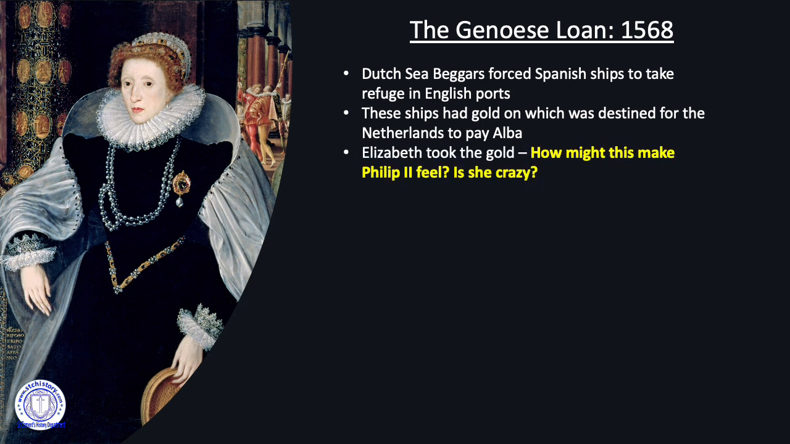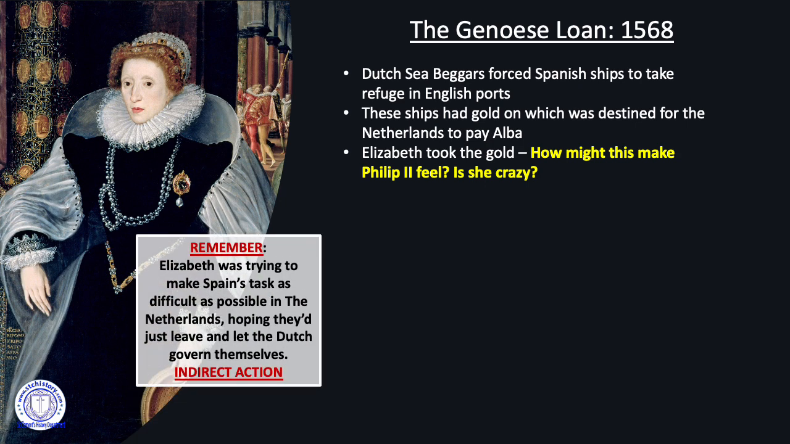So Elizabeth takes the gold. We've already said a little bit, this is going to really anger Philip. He has got this loan from Genoa. You could argue, is Elizabeth crazy for doing this? This is, I would say, a little bit mental. But being Elizabeth and what we're starting to know about Elizabeth, you'll see that the reason why she does this and how this little crisis ends is very typically Elizabeth.